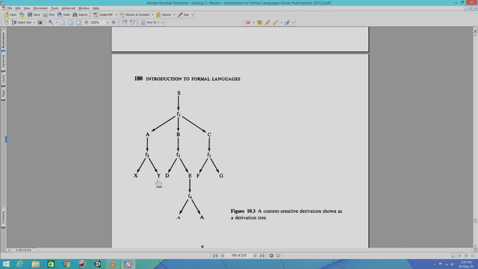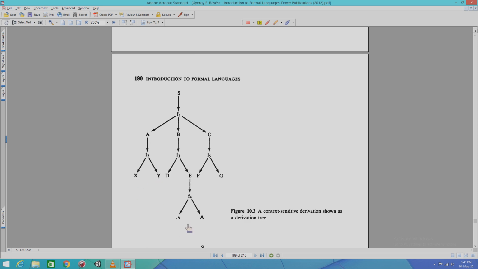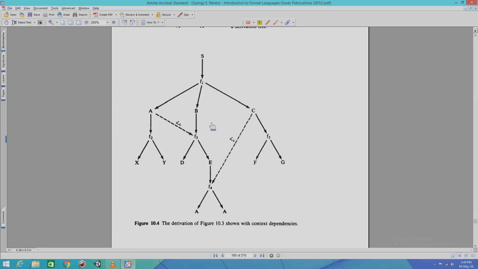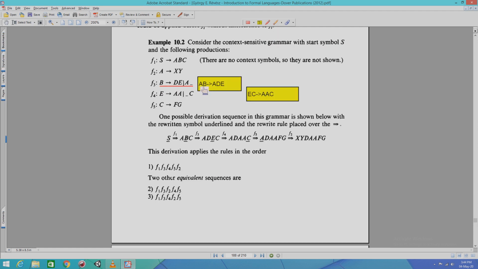So now let us focus on this diagram. Let me reduce the size so that the complete graph comes in a single frame. So from the start symbol, we applied F1 and we got ABC, and on A, F2 was applied, XY was achieved. On B, F3 was applied, DE was achieved, and so on. So this is the derivation graph for achieving the same string, XYDAAFG. Yield of this graph is XYDAAFG. So now this is achieved by these replacements.